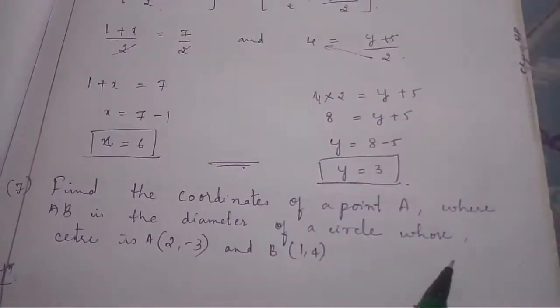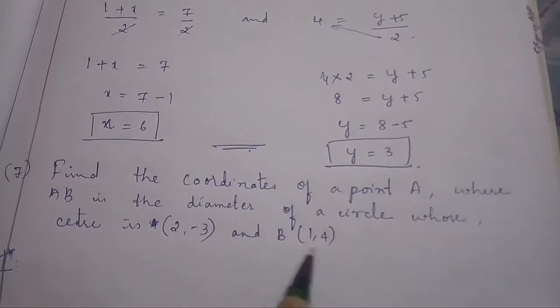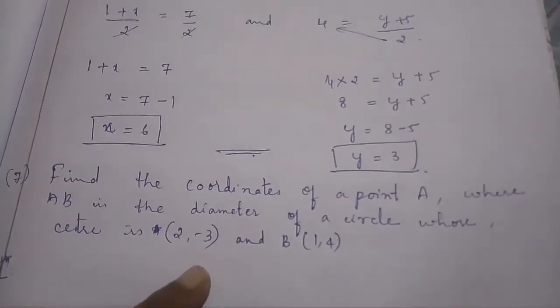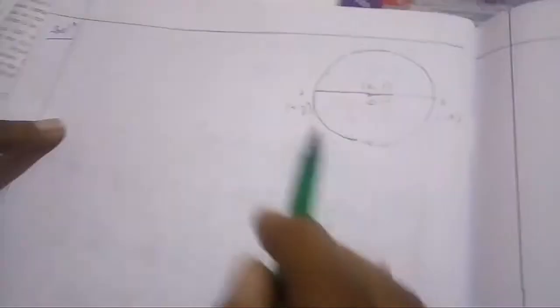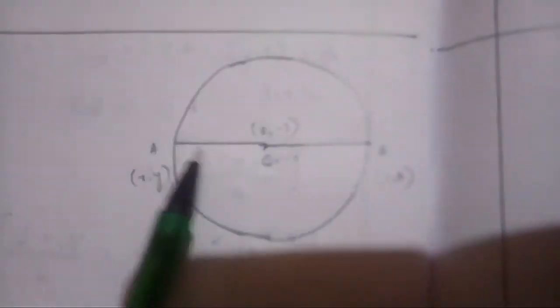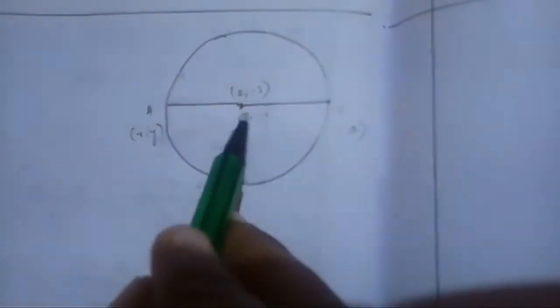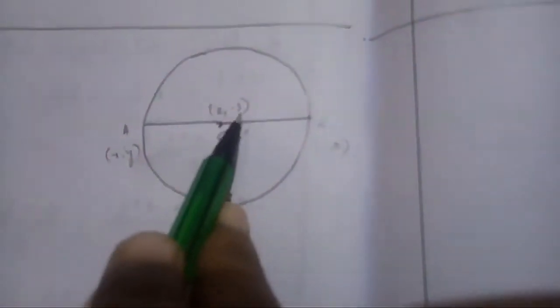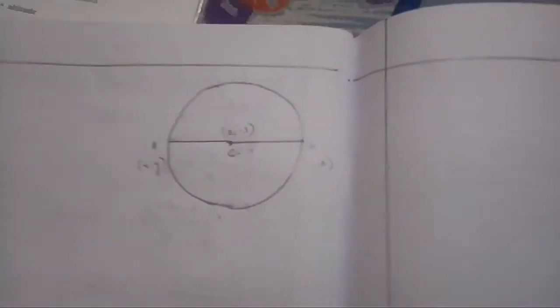Find the coordinate of a point A where AB is the diameter of a circle whose center is (2, minus 3) and B is (1, 4). Here they given the center and a point B. We need to find the point A. Now consider the circle. I had mentioned this point B here, and point A is considered here. In between these 2 points there is a center. That value will be equal to (2, minus 3), and the point B value is (1, 4), and we need to find the value of point A.